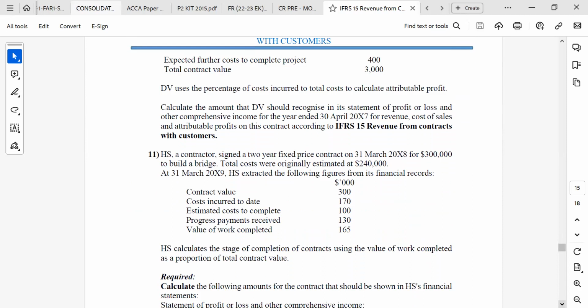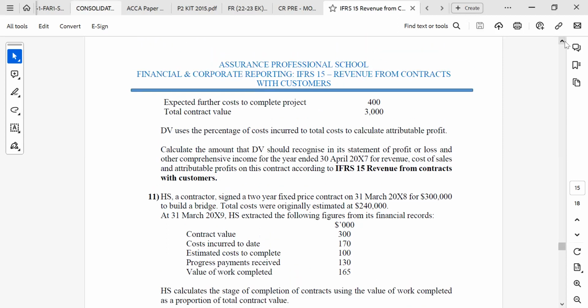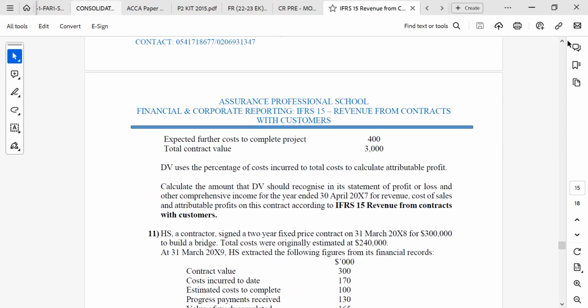Calculate the amount that DV should recognize in its statement of profit or loss and other comprehensive income for the year ended 30th April 20X7 for revenue, cost of sales, and attributable profits on this contract according to IFRS 15, revenue from contracts with customers. So what is the method that they are using? Are they using output method or input method? Input. Okay, they are using input method. So the percentage of completion is cost incurred to total cost to calculate profits.